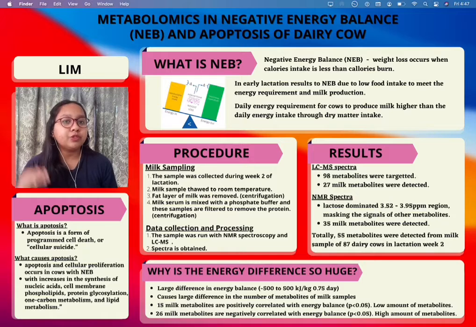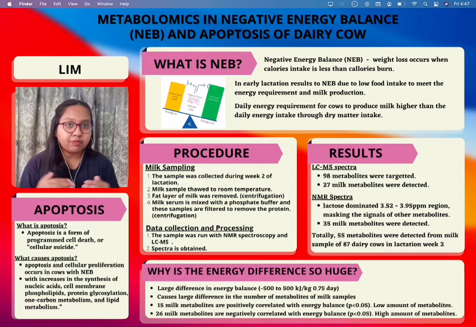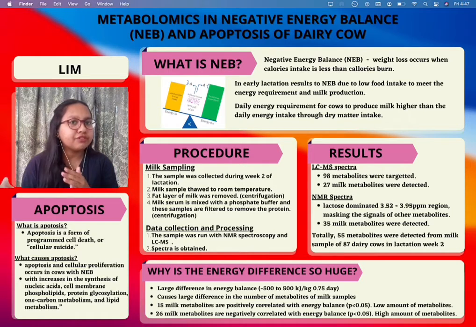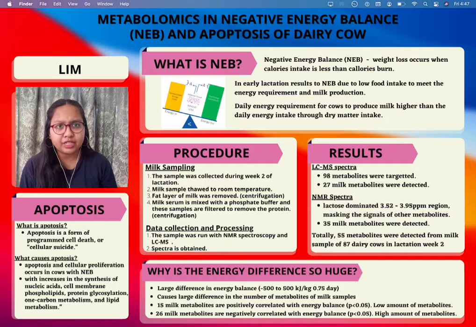The integration between LC-MS and NMR gives 55 milk metabolites detected in the milk samples of the 87 dairy cows in lactation week 2. The cows also had a large difference in energy balance, from negative 500 to 500 kJ per kg, because of the large difference in the metabolites present in the milk sample.